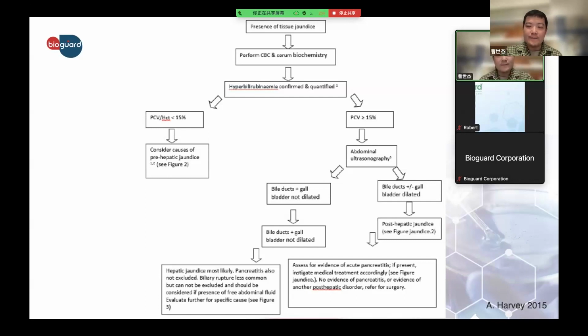Because hemoglobin will be metabolized by the liver. If the liver is not working properly, then the bilirubin will get higher. And also post-hepatic jaundice is due to blockage of the bile duct. Then the bilirubin cannot be excreted to the intestine, which causes the bilirubin to get higher in the blood as well.